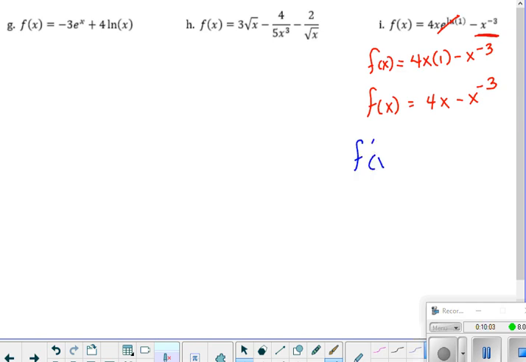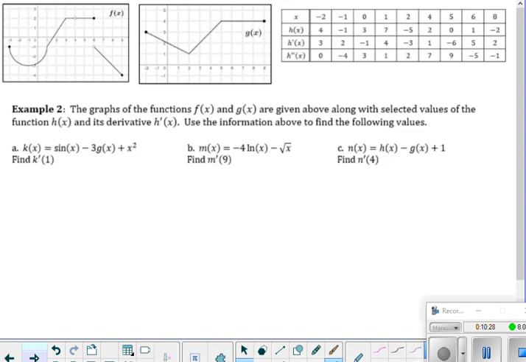f prime of x equals 4 negative times negative 3 x to the negative 3 minus 1 makes what? 4 plus 3 over x to the 4th. Very nice. A lot of problems on that front page, some difficult ones in that group.